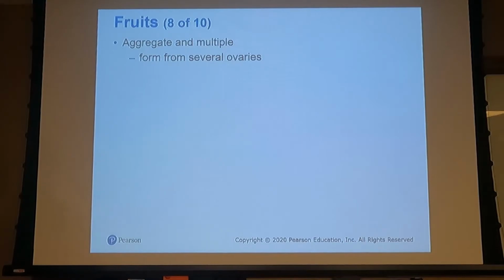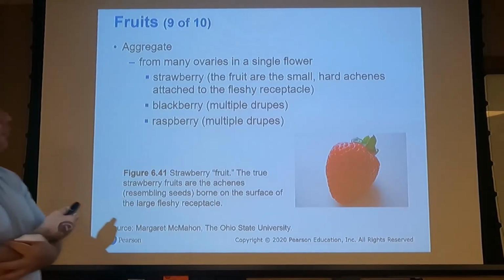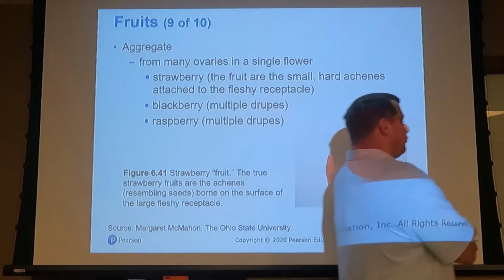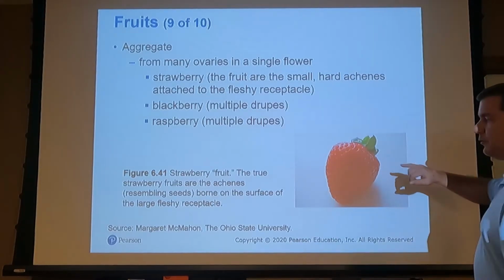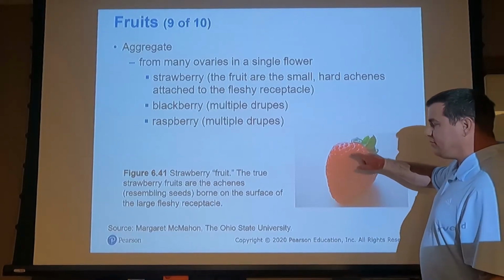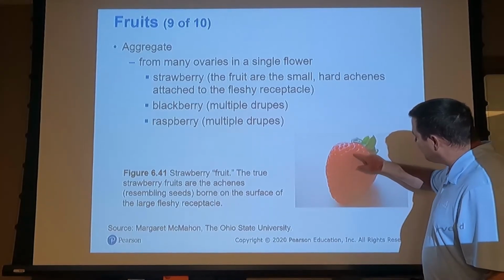Aggregate and multiple fruit are formed from several ovaries. The most common one that you would see are going to be our berries, like strawberry, blackberry, and raspberry. This would be something that you'll likely go over in the lab. Here the achenes being these little seeds right here.